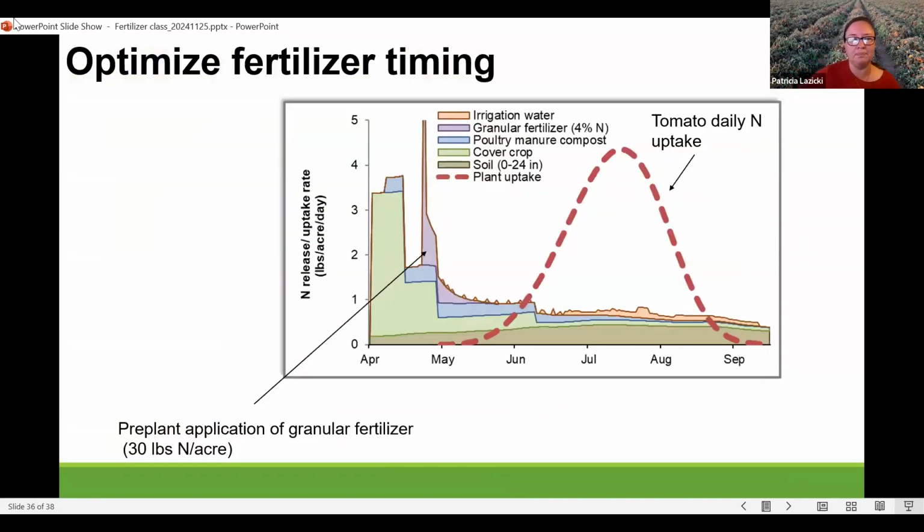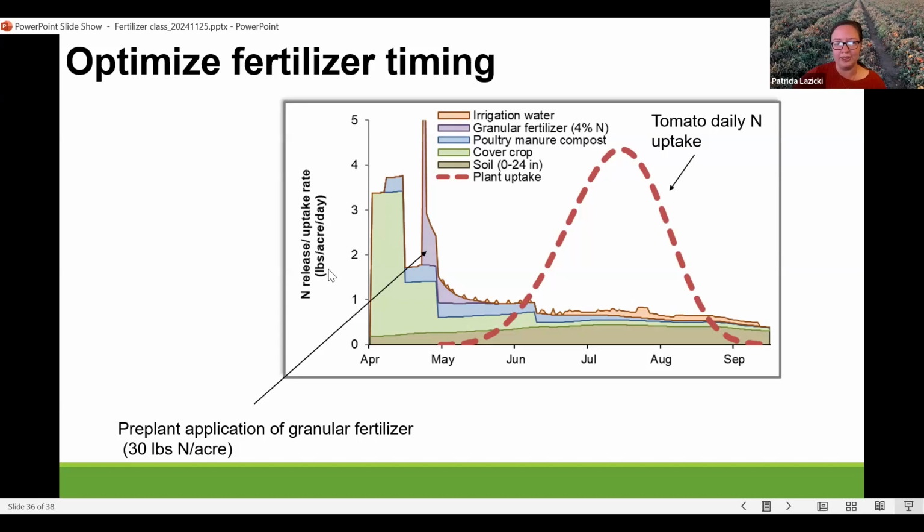And I wanted to briefly end with a comment on what this means for timing. So this graph is the same as Margaret was showing earlier. We modeled the nitrogen release over a growing season from different amendments, and then also modeled the uptake. But instead of the accumulated, this is the rate, so pounds per acre per day.